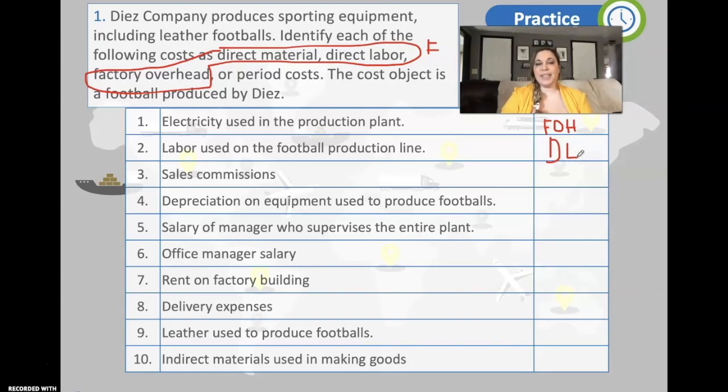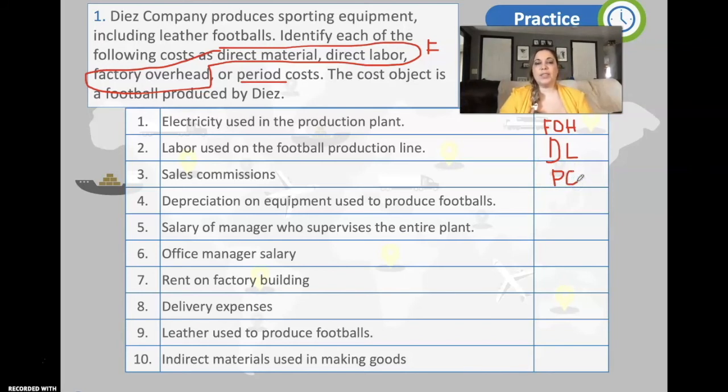Next, number 3, we have sales commissions. This is paying the employees, the ones that work in the store, the commissions for selling the product. Would this be a factory cost? No, because it has nothing to do with the factory. So if it doesn't have anything to do with the factory, it would be a period cost or a period expense. So I'll put PC for period cost.